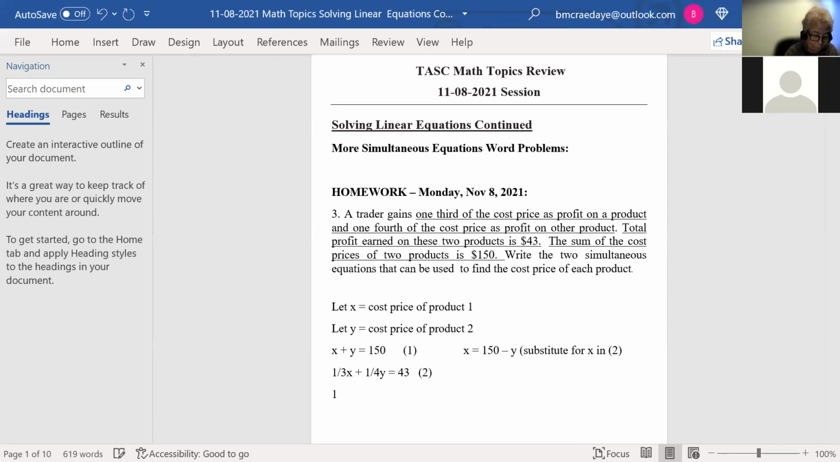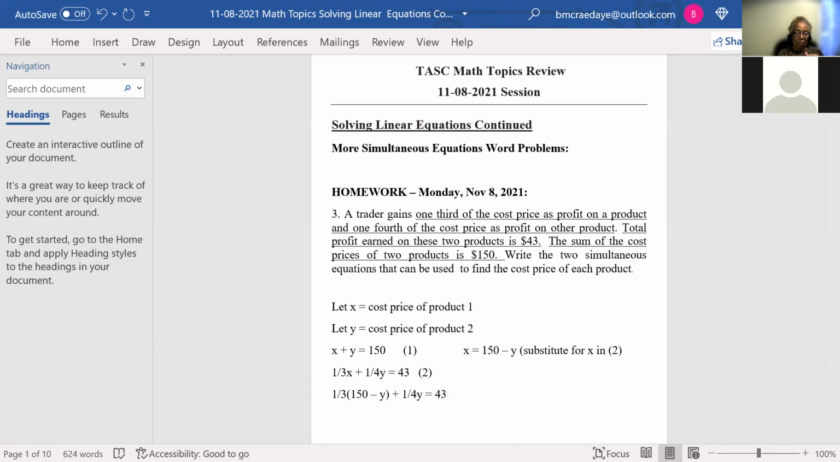That becomes 1/3, and we said we substitute for X, 150 minus Y, right? 150 minus Y. And that will be plus 1/4 Y equals 43. Now you just have the Y unknown, right? Then you could solve for Y, and then from that you could solve for X.